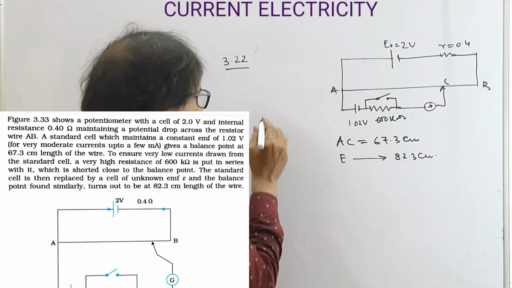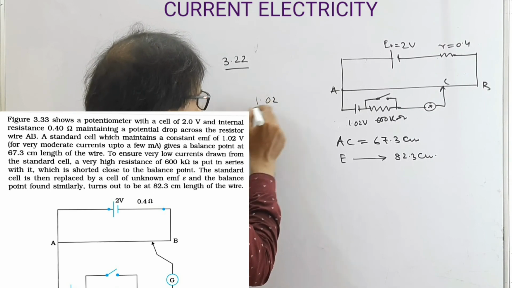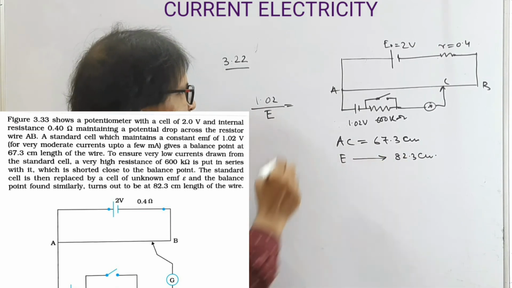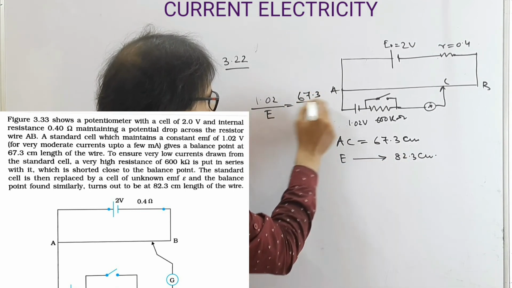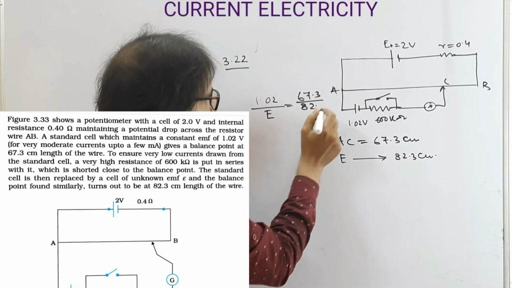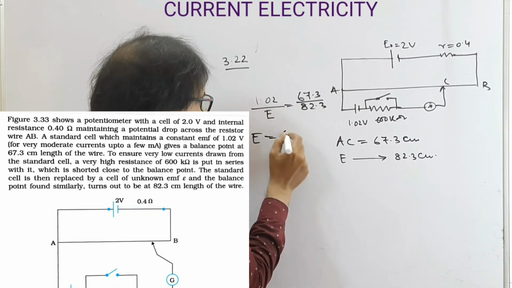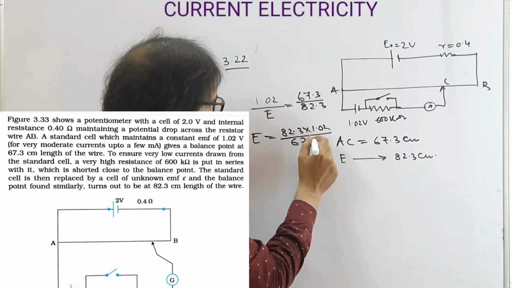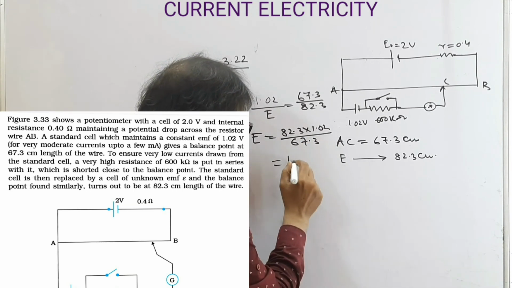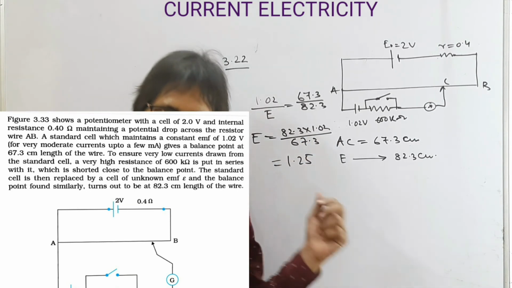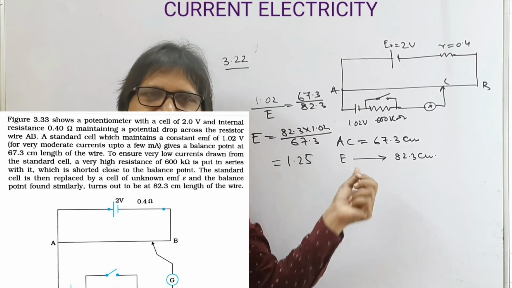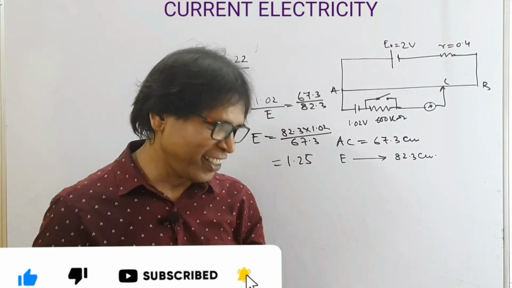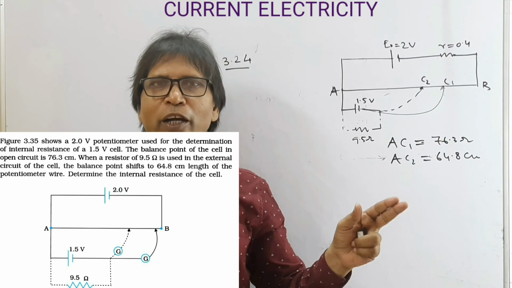Okay. Now apply the comparison of EMF: 1.02 by E equals L1 by L2. This is L1 and this is L2. So this is 67.3 divided by 82.3. So E equals 82.3 into 1.02 divided by 67.3. Okay, this equals almost 1.25. So the EMF of the cell is 1.25 volt. Okay, understood?